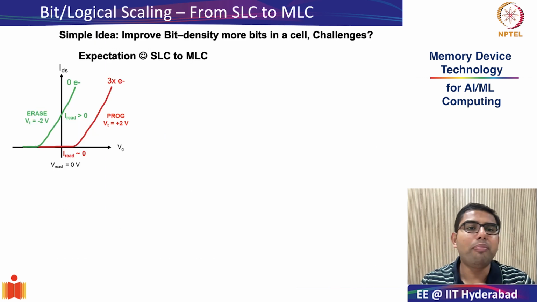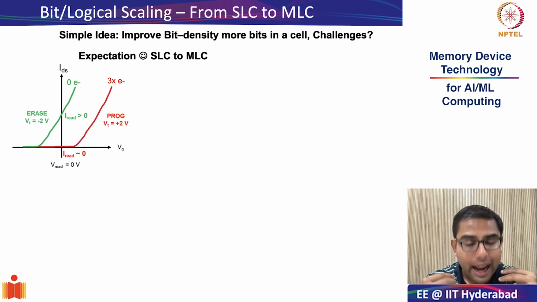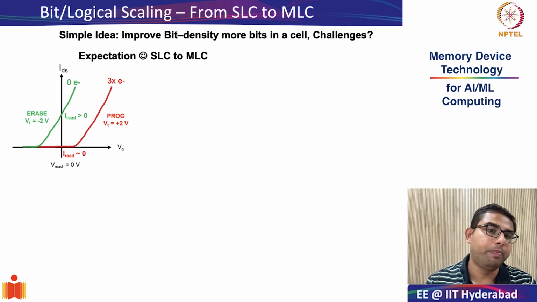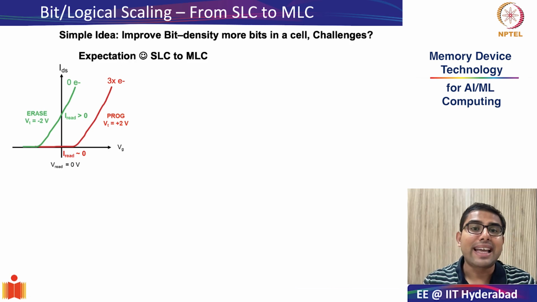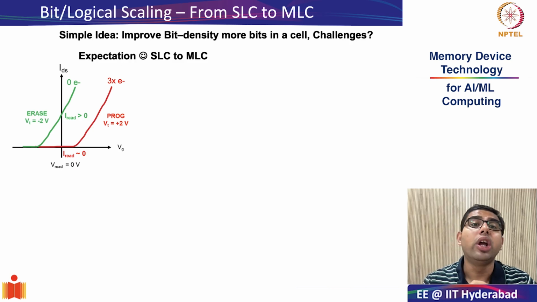The idea of bit scaling from single level cell to multi-level cell is pretty much a simple idea, in principle. The idea is, can we improve the bit density and therefore the cost per bit by cramming in more bits in a cell? But of course, like anything, there will be very important challenges. So let's discuss the challenges that we will face in doing this.